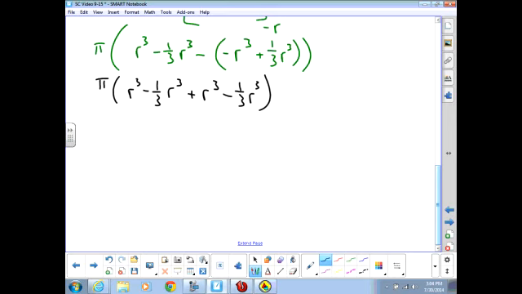Well, these r cubeds, think of as 3/3, so we have a common denominator. Well, 3 over 3 minus 1/3 is 2/3, plus 3/3 is 5/3, minus 1/3 is 4/3, so we'll get 4/3. You've got your pi there, and then we've got r cubed. So we just showed, through calculus, the formula for the volume of a sphere.